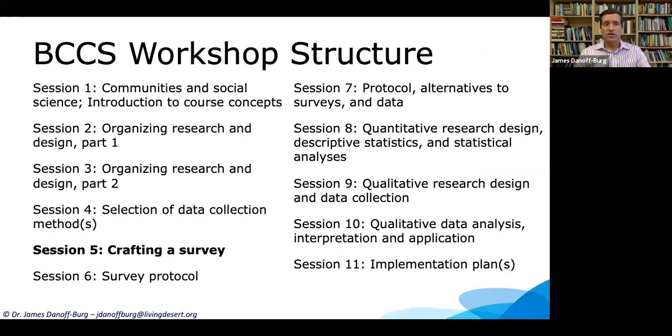So we've talked about the reasons for community-based conservation and why it's so important to use social science. We talked about organizing research over sessions 2 and 3, one from myself, one from Alex. And then last week we talked about the selection of data collection methods and the great diversity of ways that you can collect social science data. Today we're talking about crafting a survey.